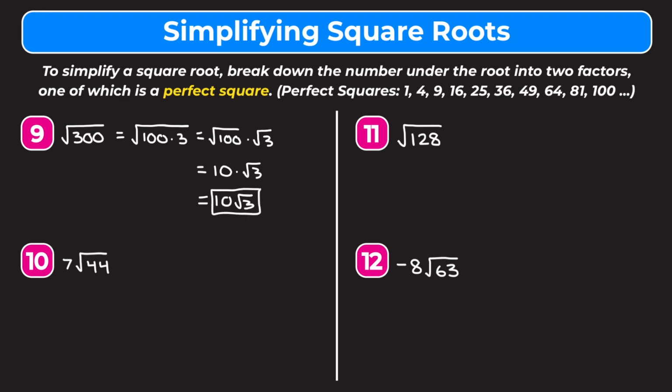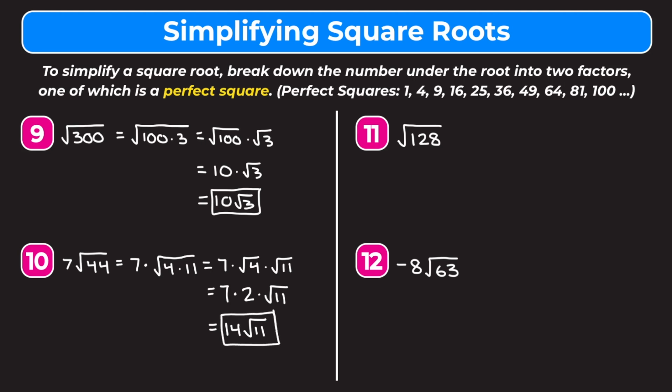Taking a look at number 10, we have 7 times the square root of 44. So we're going to keep the 7 on the outside, and we need to think of a factor pair of 44 where one of the numbers is a perfect square, and the only one is 4 and 11. So we're going to rewrite this as 7 times the square root of 4 times the square root of 11. And now because 4 is a perfect square, we can simplify it. The square root of 4 is 2. So we get 7 times 2 times the square root of 11. And finally, multiply 7 by 2 on the outside to get a 14. So we have 14 root 11.